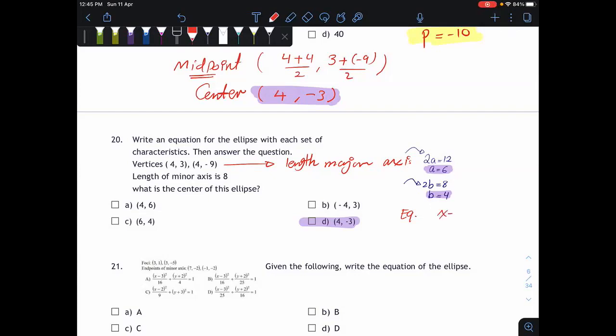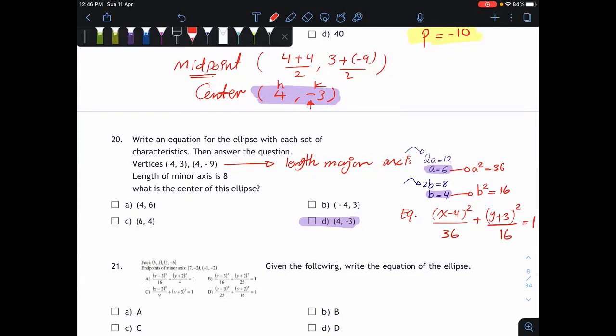x minus h all squared. So the h here is 4, and the k here is negative 3. So it's x minus 4 all squared over, and y minus k, y plus 3 all squared, because k is negative, and negative is positive, over, equal to 1. Oh, sorry, what is a? It's 6. So a squared is 36. Again, what's b? So b squared is 16. Which one is bigger? 36. So 36 would be here and 16 here, because it's an ellipse, and we know the bigger one goes with the major axis.